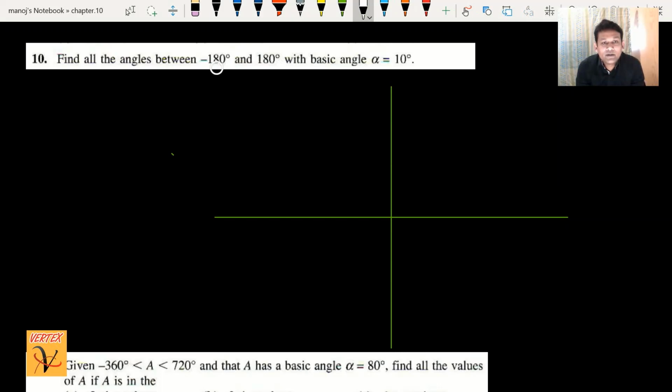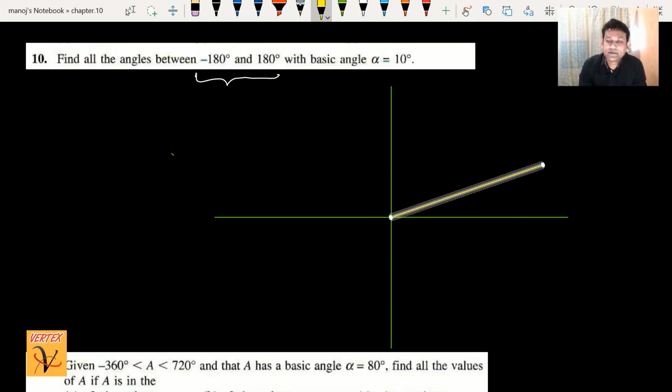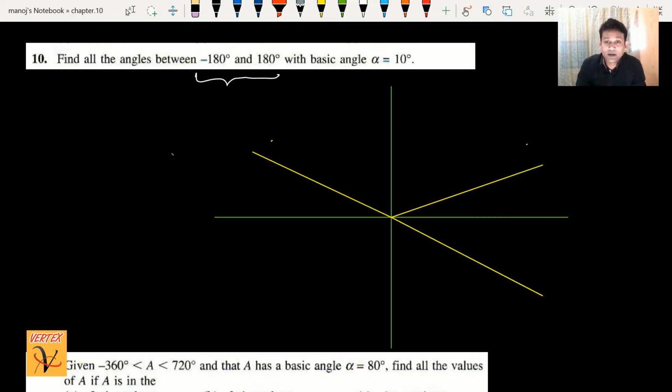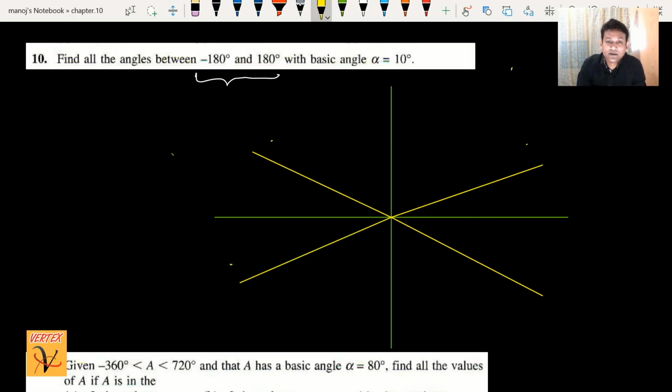Find all the angles between minus 180 and 180, with a basic angle of 10 degrees. There is a method I would like to use here. First of all, I draw the basic angle of 10 degrees in all quadrants. Without that I cannot work. Then I have to move forward. What's the logic, and how many possible angles are there? That's also interesting here.